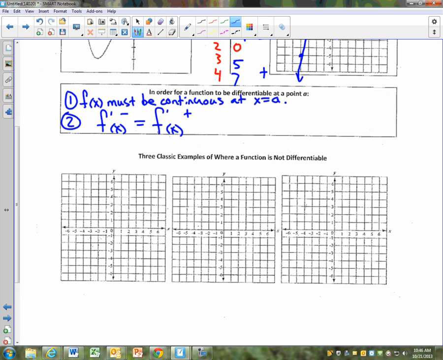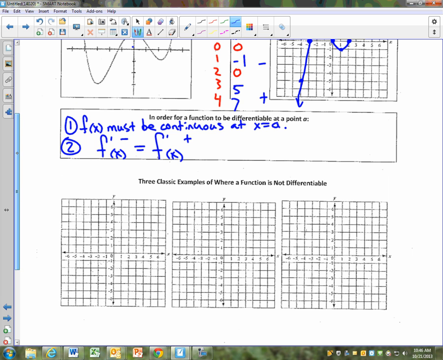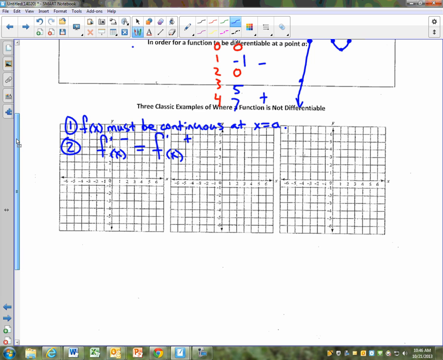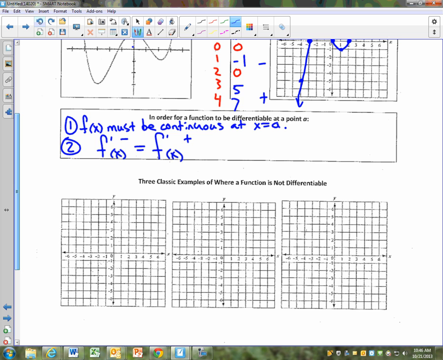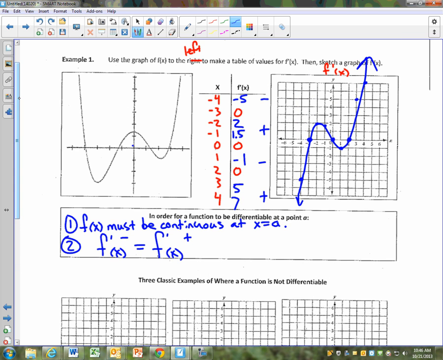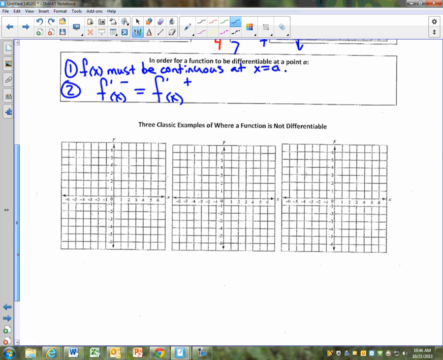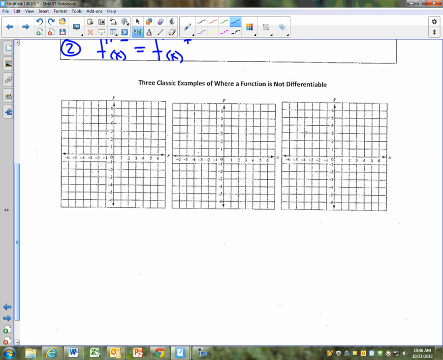So let's look at 3 examples where it's not differentiable. This is a function right here. Basically, all polynomials are differentiable everywhere. They're great to work with. So like this guy, differentiable everywhere. It's continuous everywhere. We like to use it. But here's an example where you are not differentiable.